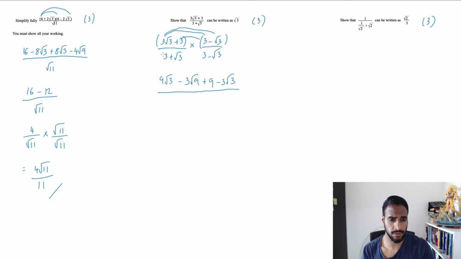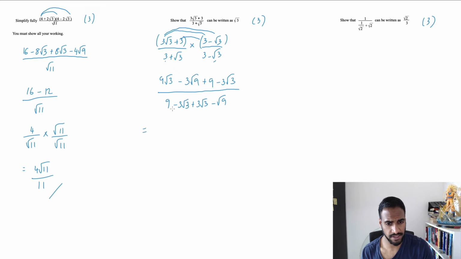If we look at the bottom, 3 times 3, 9. 3 times minus root 3, minus 3 root 3. And then root 3 times 3 is plus 3 root 3. And then root 3 times minus root 3 is minus root 9.